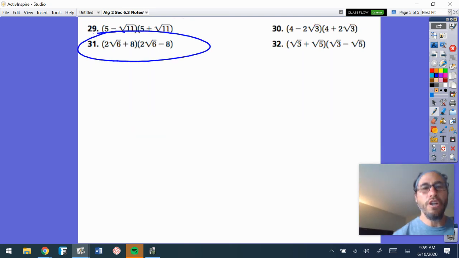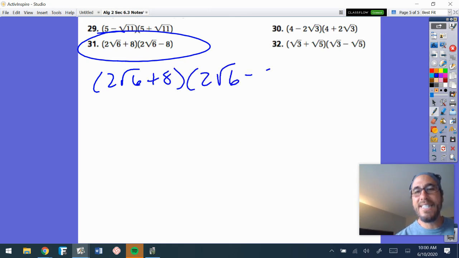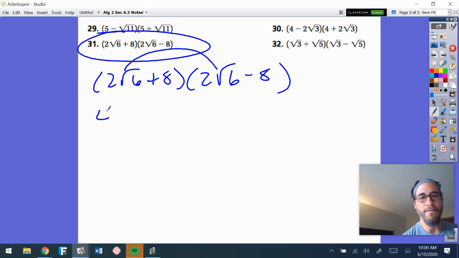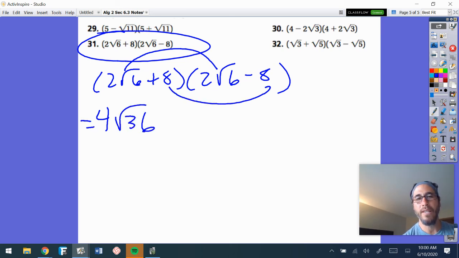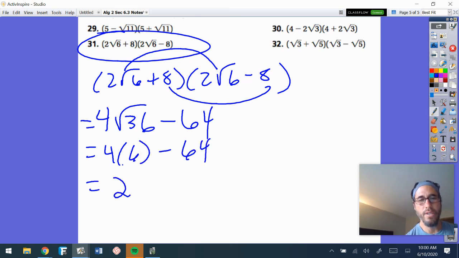All right, let's do this really hard one. Number 31. But is it really hard? No, they're conjugates. So what do we do in this case? We got that. We got that. Oh, conjugates, let's go. So I just have to multiply the first two guys, which would be 4 square root 36. And I just have to multiply the last two guys, minus 64. Because the middle guys will just cancel out. If you don't believe me, just go ahead and do it. All right, so that's 4 times 6. Okay, so that's 24 minus 64, which is negative 40.